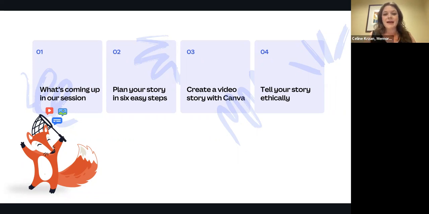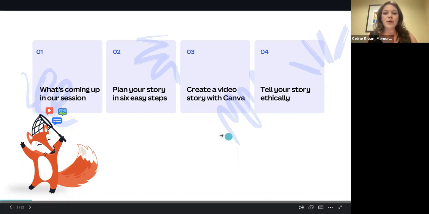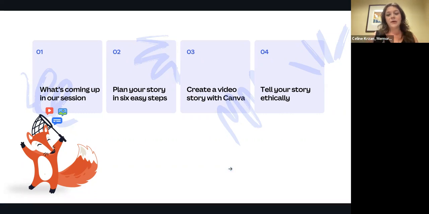The beginning of our class, I'm going to walk you through how to plan your story in 6 easy steps. This is actually inspired by some Canva design school that I've taken myself, and I really want to share with you some best practices here. Then we're going to go into step 3, which is really creating a video story with Canva. So I'm going to open up the tool, give you some tips, tricks, best practices. We're going to talk about adding B-roll to your video, how to share it directly on your social media accounts, how to split the pages using templates.